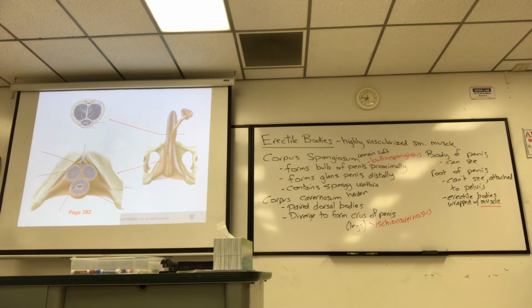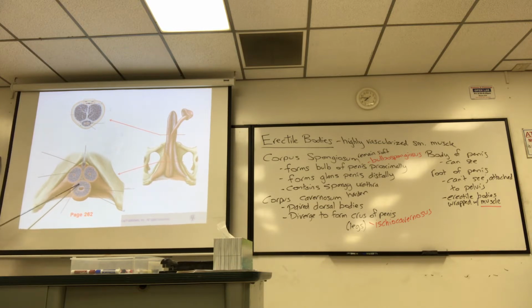Remember how I said they're paired? So how many is paired? Two. One, two. This blue tissue, corpus cavernosa. Well, what if I point to this stuff around the blue tissue? Bulbospongiosus. But what if I point to the hole in the center? What did I say that it contains? The spongy urethra. So you're expected to know all that.